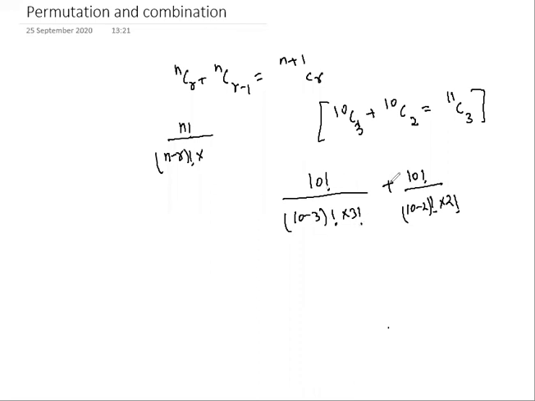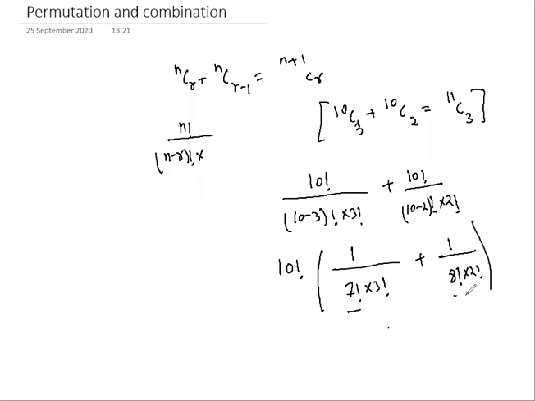So if you see this, we can take 10 factorial common. Now we are left with 1 by 7 factorial into 3 factorial, plus 1 by 8 factorial into 2 factorial. Now tell me, out of 7 factorial and 8 factorial, which is bigger? 7 factorial is bigger, or 8 factorial is bigger? 8 factorial, yes, very good.